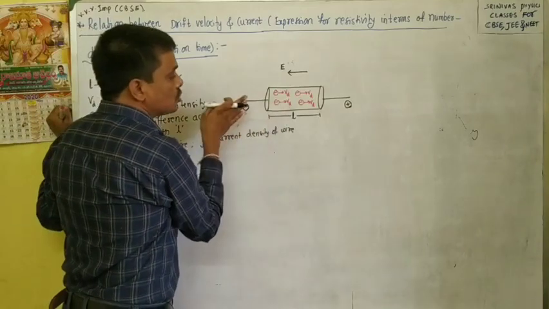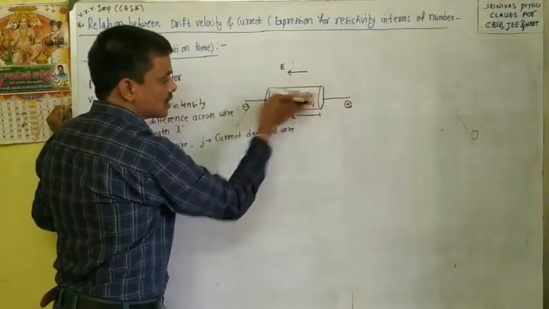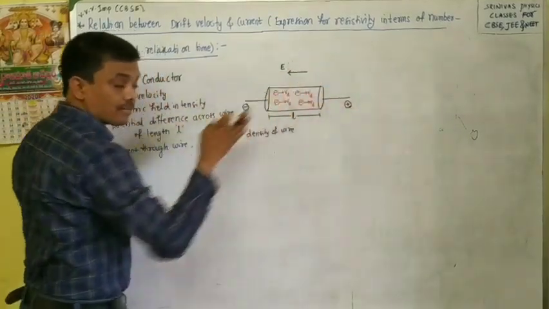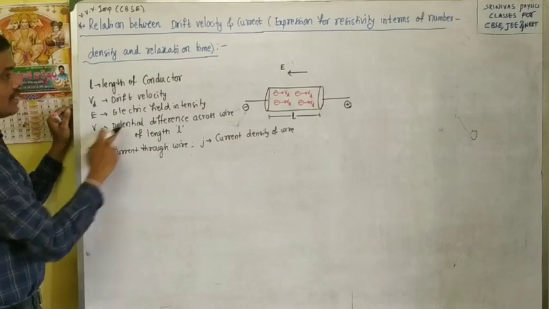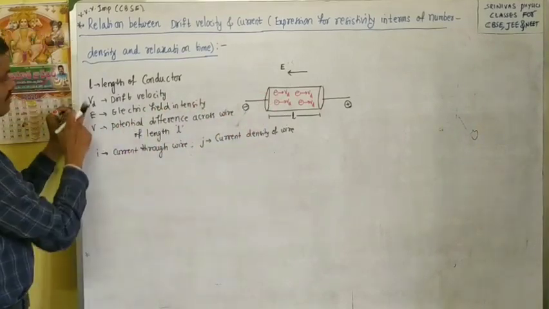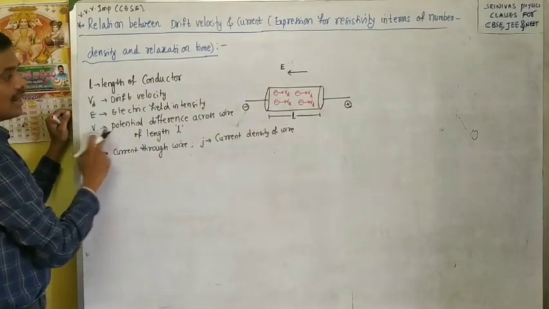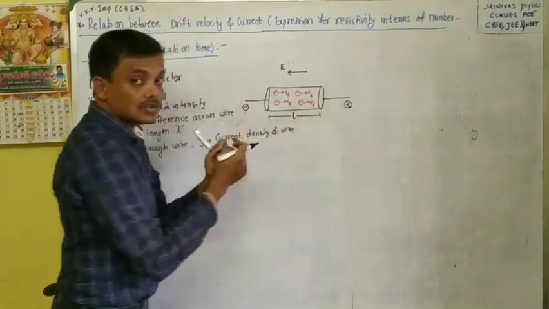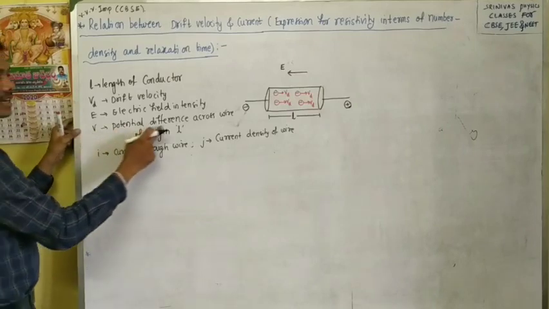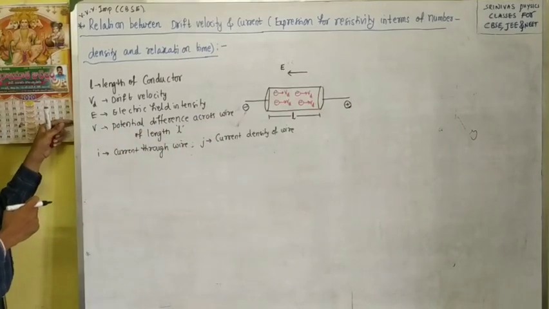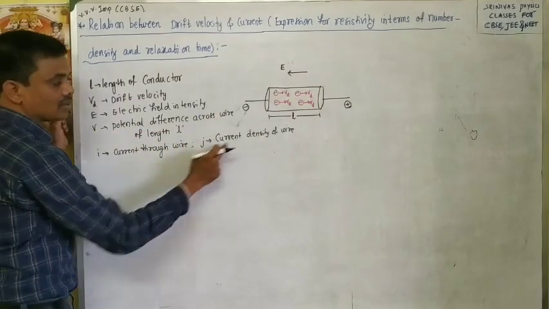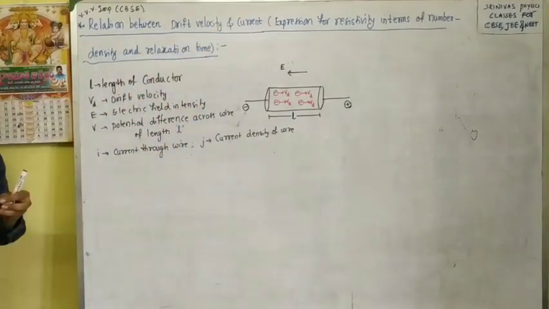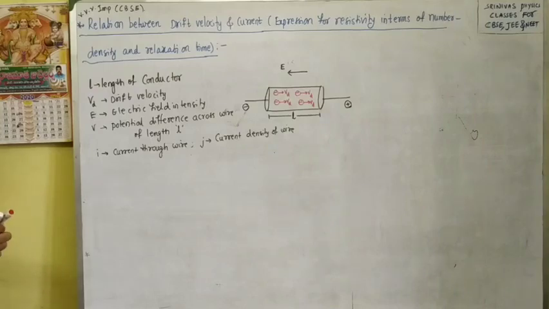Due to the electric field, electrons go from negative to positive, opposite to the direction of the electric field. Vd is the drift velocity. Because we are connecting a battery across this, there is a potential difference. V is the potential difference across the wire, I is the current through the wire and J is the current density. I am going to derive the relation between the drift velocity and current. It is very easy. Let us start.